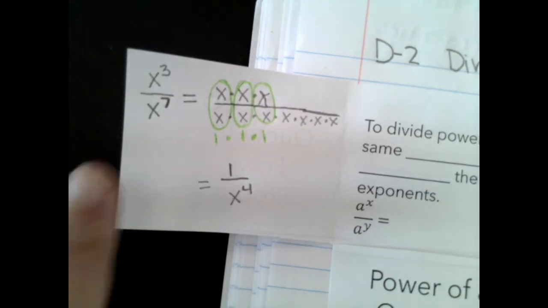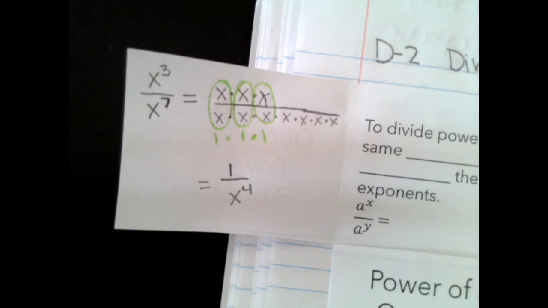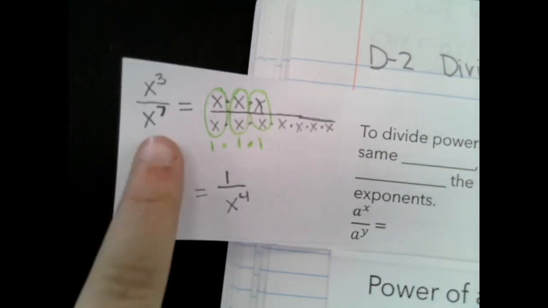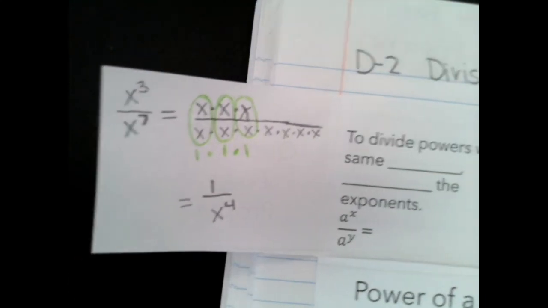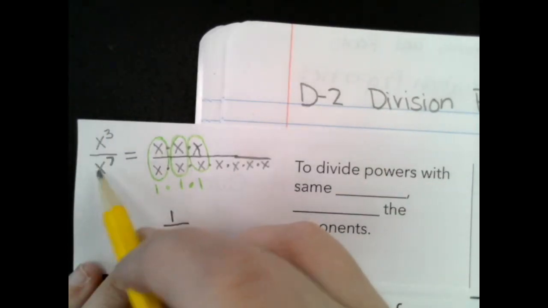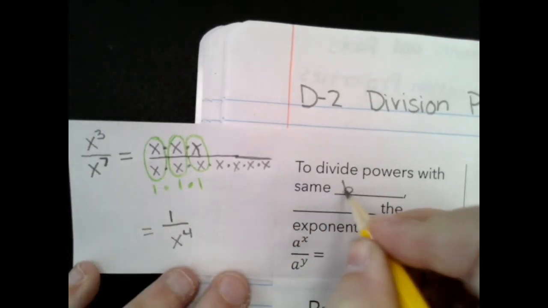All right, so as I take a look back, we're going to come up with our property now, our rule that we're following. No, do the notes. You're not even doing the notes yet. Do the notes. Come on, man. To divide powers with the same, what matches, bases or exponents? Bases. The bases, those variables, so same bases.